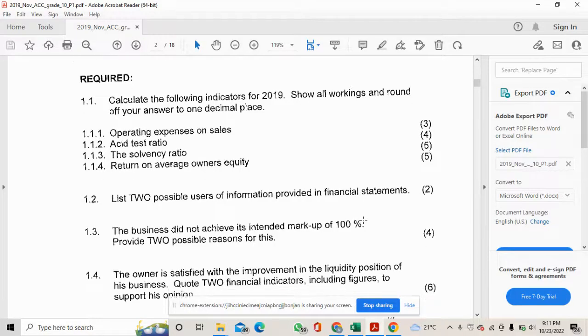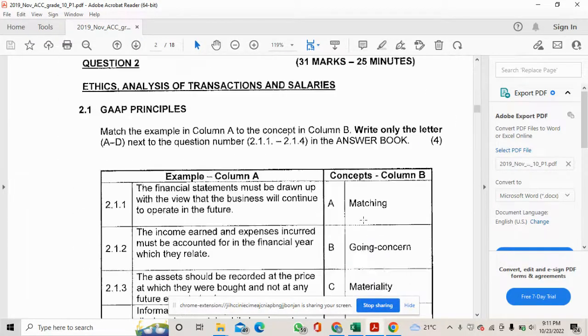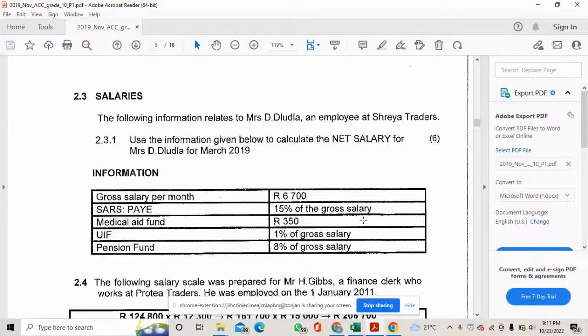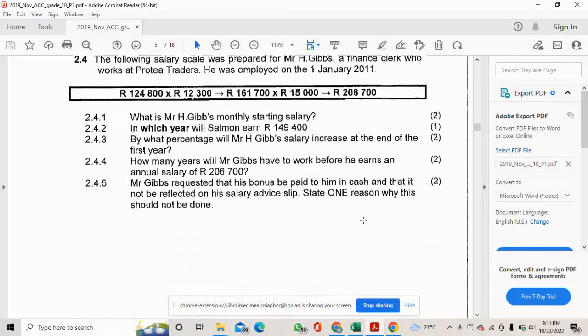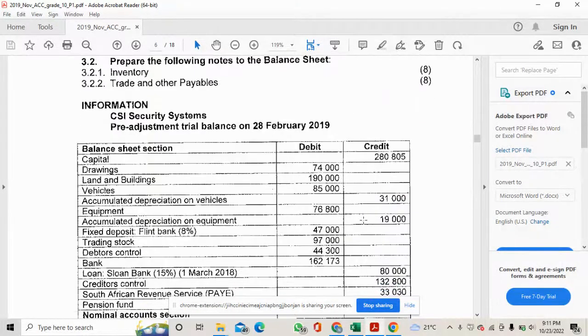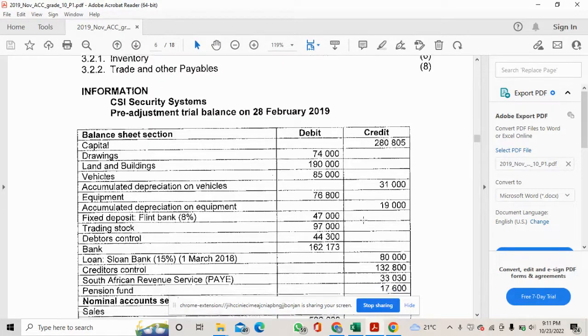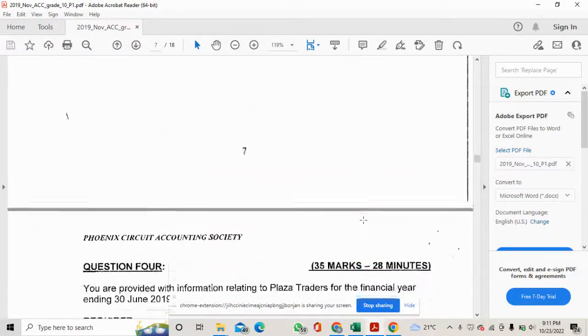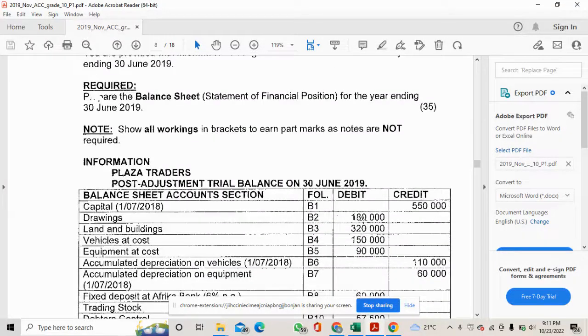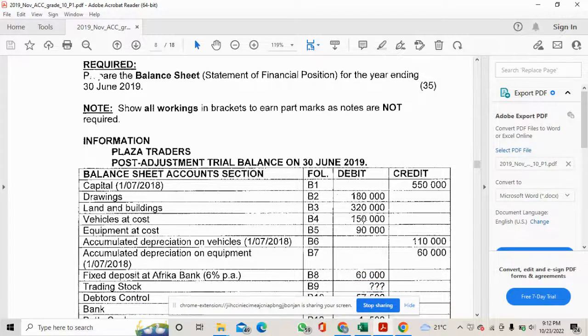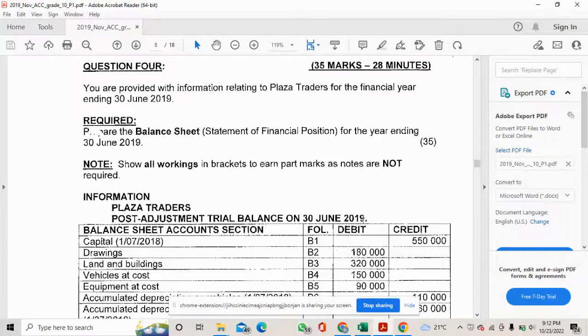My name is Knowledge, and today we'll be doing a very different question from the one we did last week. Last week we did PPE, which is property, plant, and equipment. Today we're going to do the statement of financial position, which is known as the balance sheet. Today we're going to do grade 10 work because someone asked me to help with the balance sheet and the notes. But today I'm just going to do the statement of financial position only, and we'll come and do the notes later. So this is the question paper that we'll be doing.